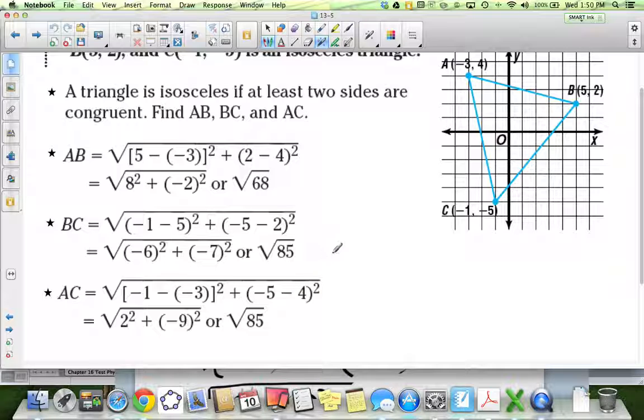So that's how you determine if this is an isosceles triangle or not. And let's look at the last example.